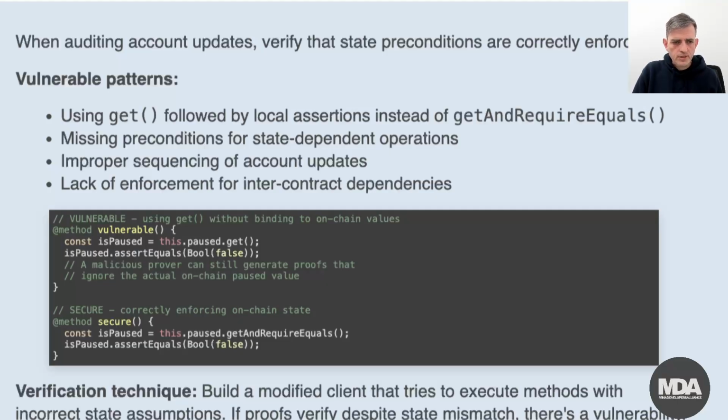Now, testing this can be a little more tricky, but a way to do it is to build a modified client that tries to execute methods, but with incorrect state assumptions. And if we can still verify, despite the fact that there is a state mismatch, then that shows that the vulnerability exists. And a way to check all of this is really just to review all of the state fields to make sure that each one uses appropriate require methods rather than doing a simple get.